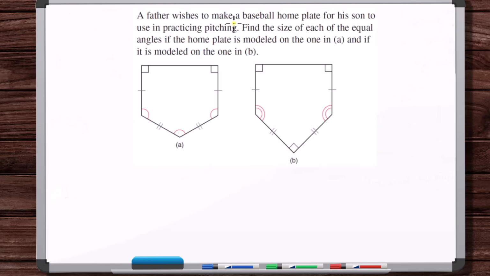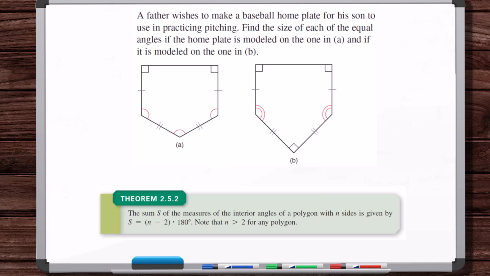A father wishes to make a baseball home plate for his son to use in practicing pitching. Find the size of each of the equal angles if the home plate is modeled as shown in A or as shown in B. One thing we can do here is use what we know about the sums of the interior angles of any polygon, and that might be all we need in this case. If we needed to go further, we could separate this into triangles and analyze from there. But it looks like all we're going to need here is this.